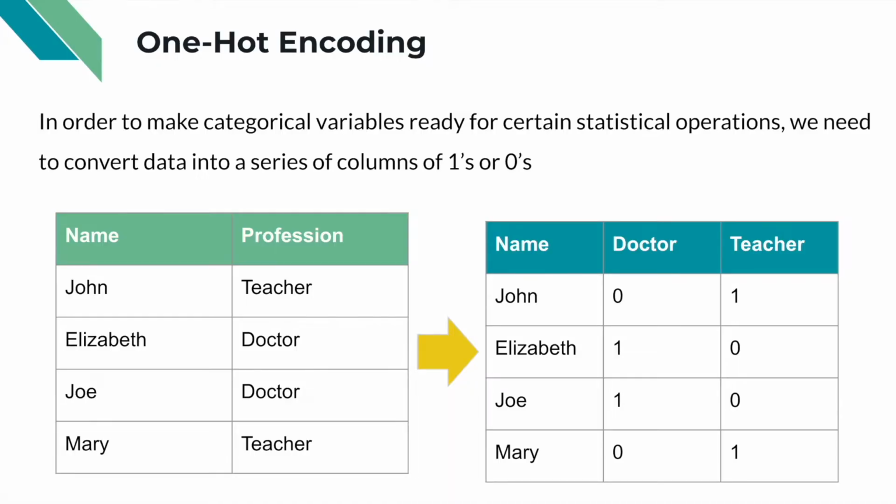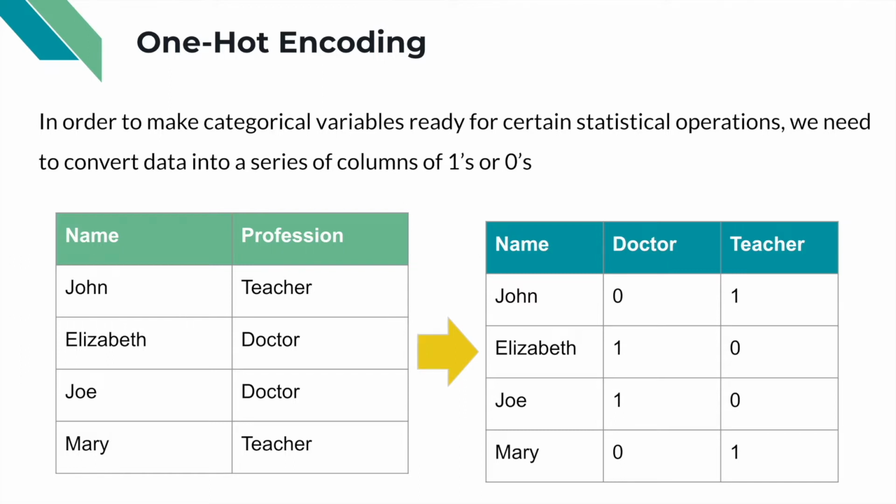In order to make categorical variables ready for certain statistical operations, we need to convert the data from a single column into a series of columns of ones or zeros. For example, in the below, we see that there's a column for profession. In that column, we have two values, teacher and doctor. And when we one-hot encode these values, we end up with two columns, one named doctor and one named teacher, with ones for the doctors like Elizabeth in the first column and ones for teachers in the second column for folks like John.